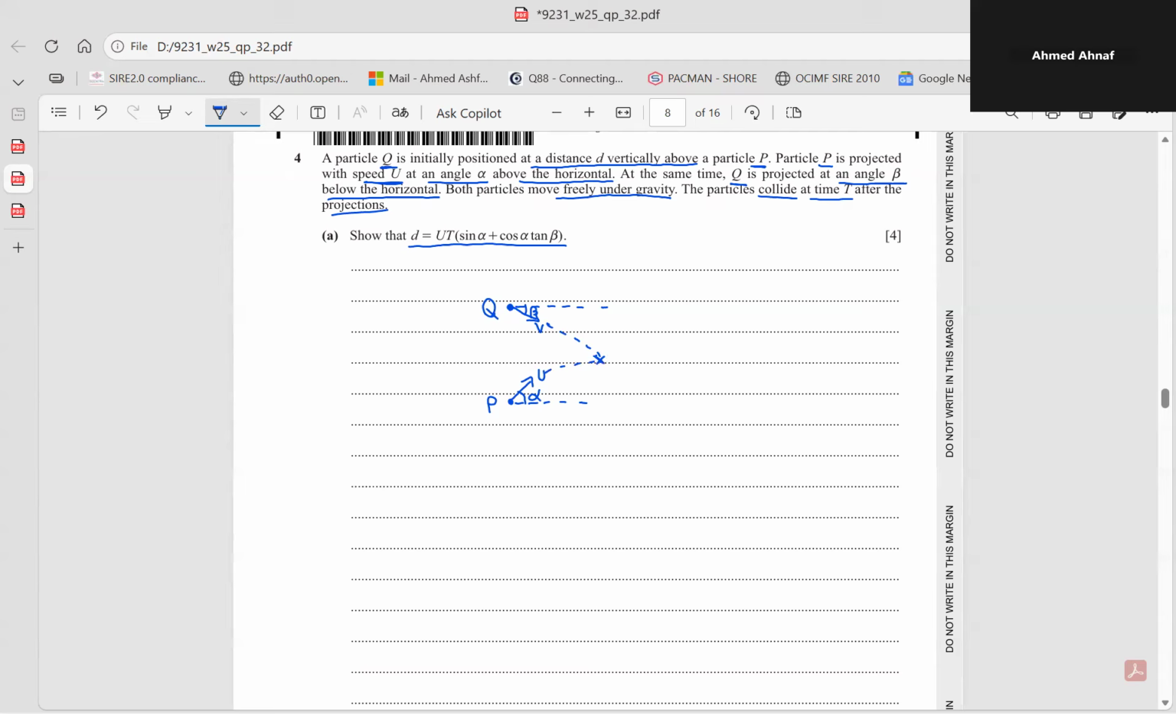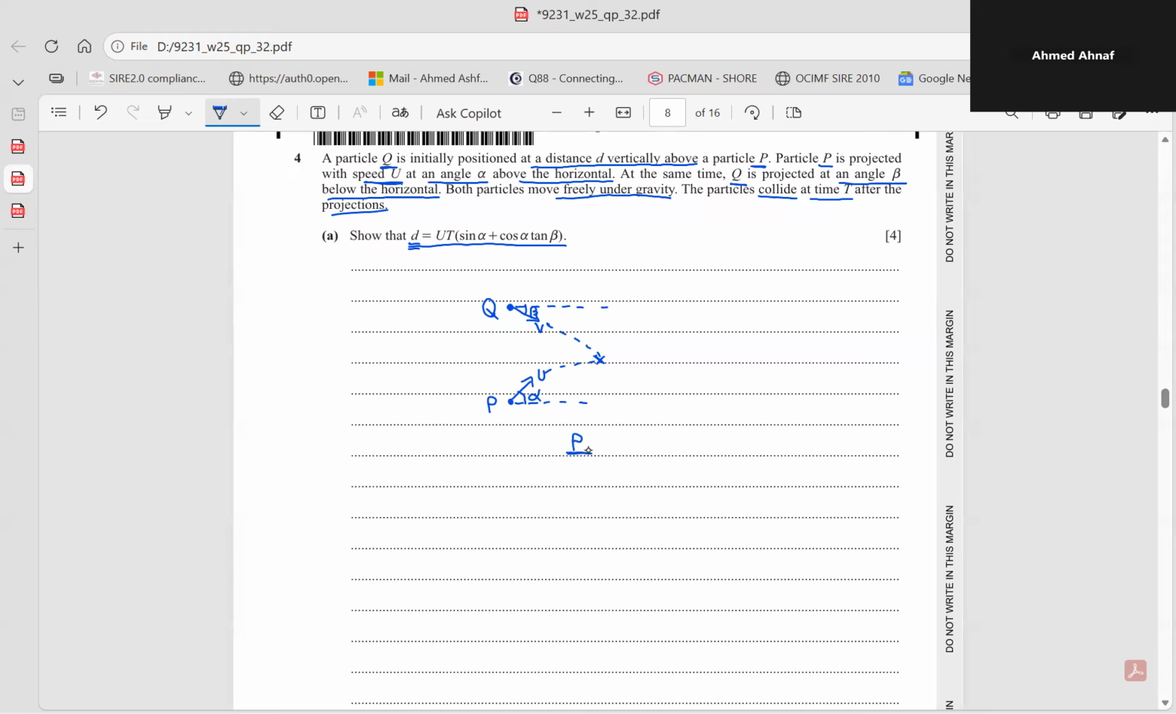From the diagram, we can see that they both travel the same horizontal distance in the same time, and that the total vertical distance they travel must add up to d. Since they want us to find d, we think it's better if we start with finding the vertical heights, the vertical distances that they moved.